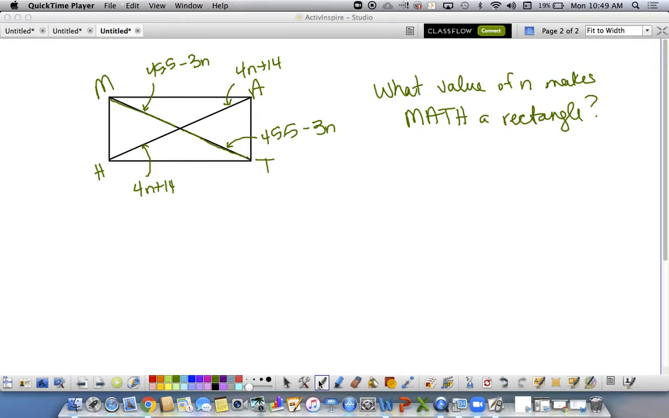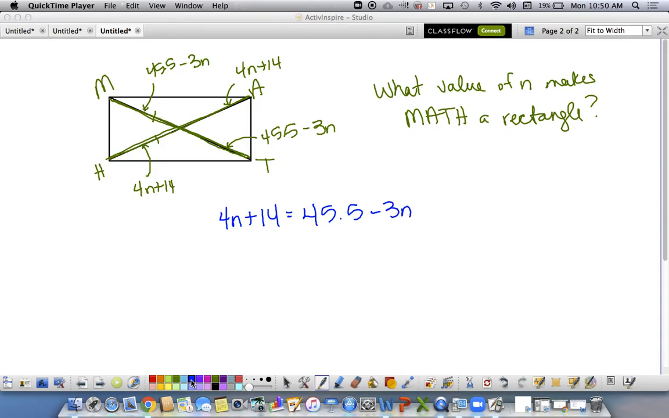But if we go back to the third property, if the diagonals of a parallelogram are congruent, then it's a rectangle. What I really need to know is this equal to this, okay? Or we could just add them together and have the whole thing equal. So we could add these two and set them equal to these two, okay? Either way, it shouldn't matter which way we do it, okay? So I am going to do 4n plus 14 equals 45.5 minus 3n.